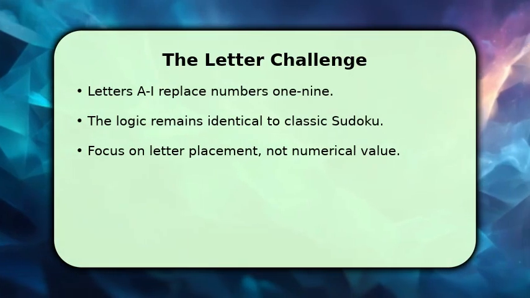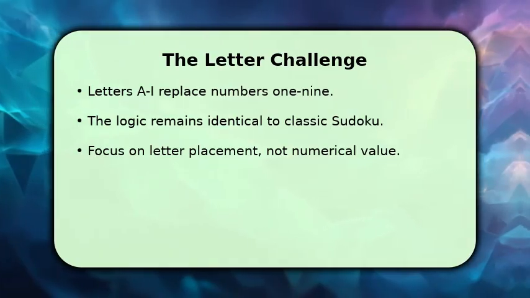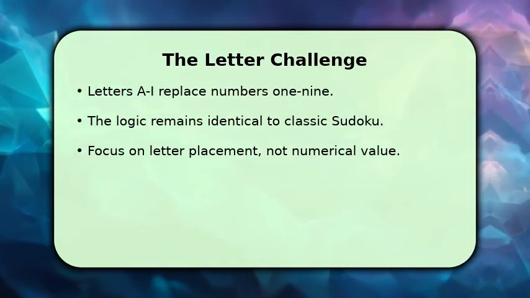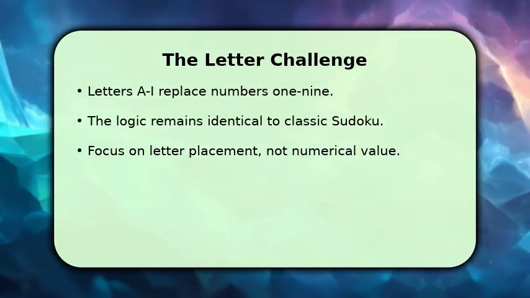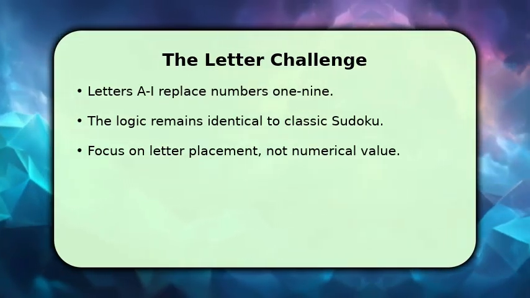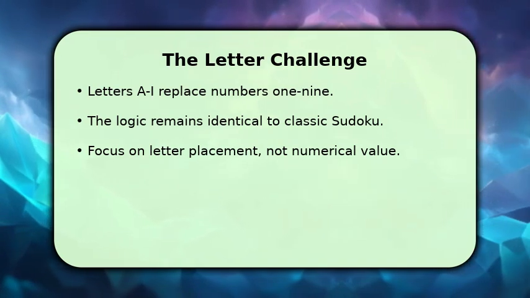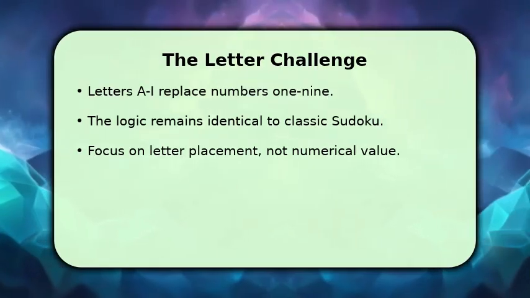The unique Alpha twist is simply the use of letters A through I instead of numbers 1 through 9. This means you're applying the same logical deduction skills, but with a different set of symbols. Don't let the letters intimidate you. The underlying puzzle mechanics are exactly the same. Just focus on ensuring each letter is unique within its designated areas.